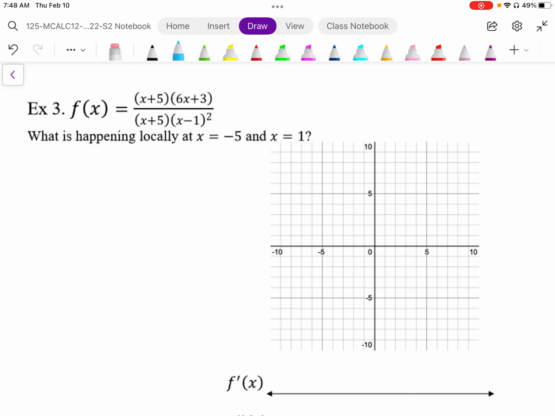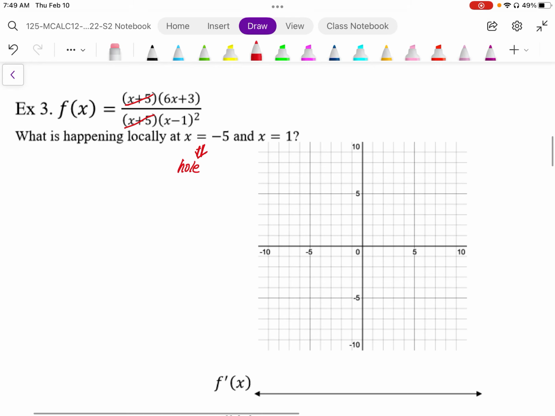Okay, so we have here a rational function, and I can see that I have factors that cancel. So my restrictions are going to be, before I cancel anything, I need to know my restrictions. I have restrictions at -5 and +1. What's happening locally at -5 and +1? So this factor cancels. So at -5, what's happening? We end up with a hole.